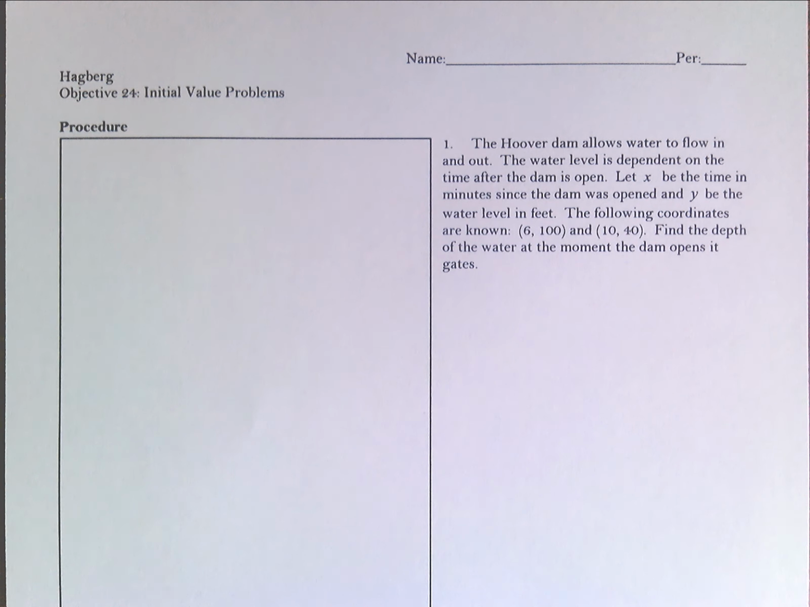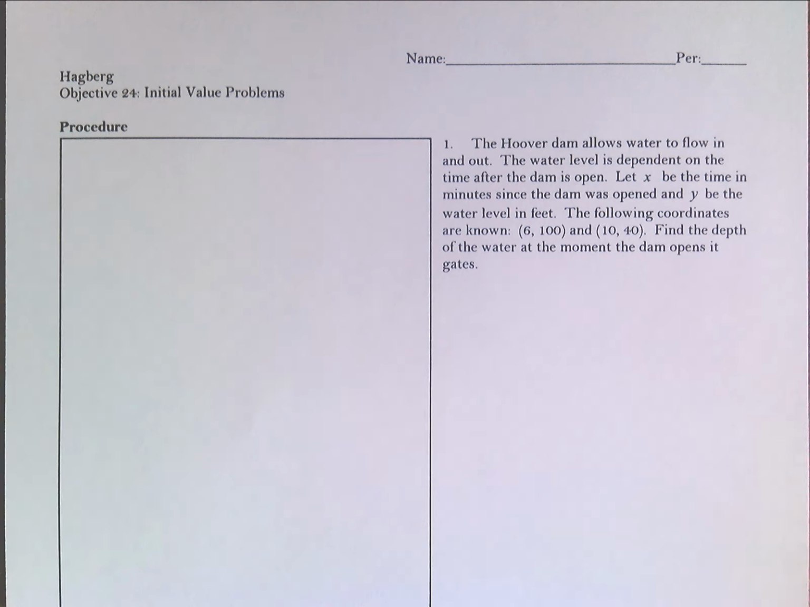Here we've got the Hoover Dam, which allows water to flow in and out. The water level is dependent on the time after the dam is open. Let x be the time in minutes since the dam was opened and y be the water level in feet. The following coordinates are known: (6, 100) and (10, 40). Find the depth of the water at the moment the dam opens its gates.